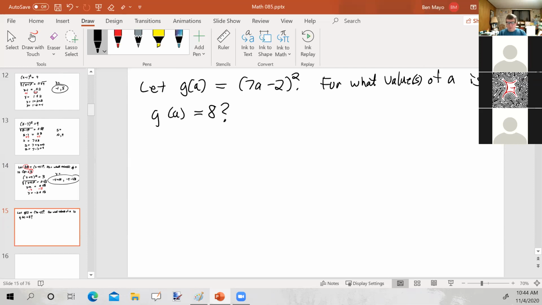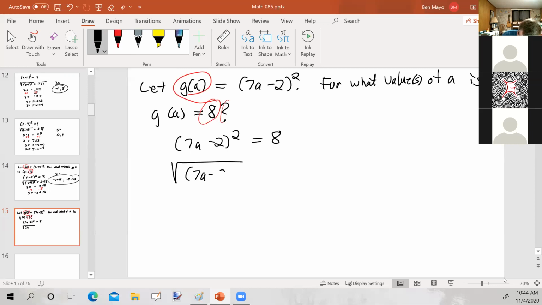All right. So just like the last problem, we're going to put 8 in the place of g of a. So we'll get the following equation. 7a minus 2, the quantity squared, equals 8. Okay. Then we'll take the square root of both sides of the equation. On the left side, we get 7a minus 2. On the right side, we get plus or minus the square root of 8.